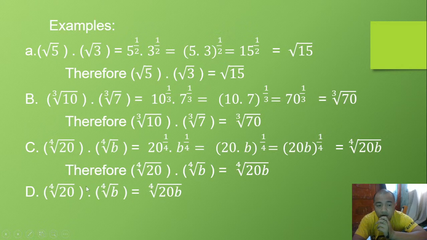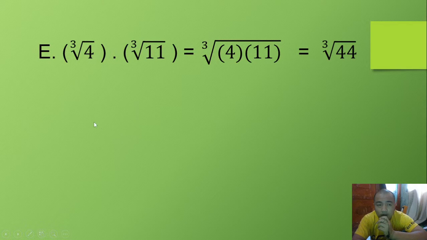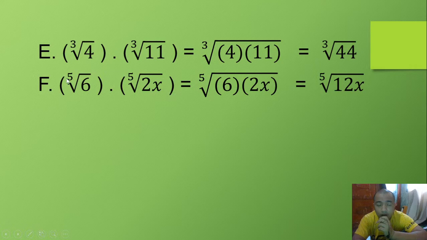They have the same index. Okay, next. For letter e, the cube root of 4 times the cube root of 11: they have the same index, so multiply 4 and 11. The cube root of 44. For f, the fifth root of 6 times the fifth root of 2x, so you just multiply 6 and 2x. The fifth root of 12x.